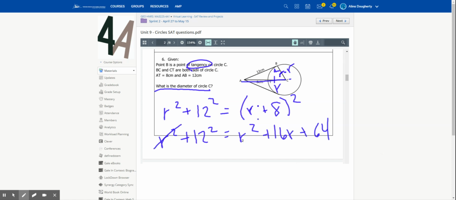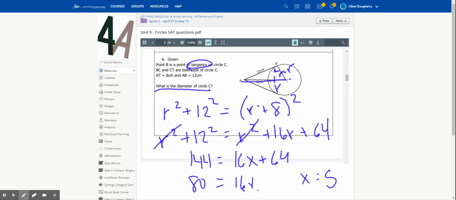We're going to subtract R squared from both sides. We're going to get 144. So 144 equals 16x plus 64. So 16x equals 144 minus 64. It's going to give me 80. And then 80 divided by 16, x equals 5.